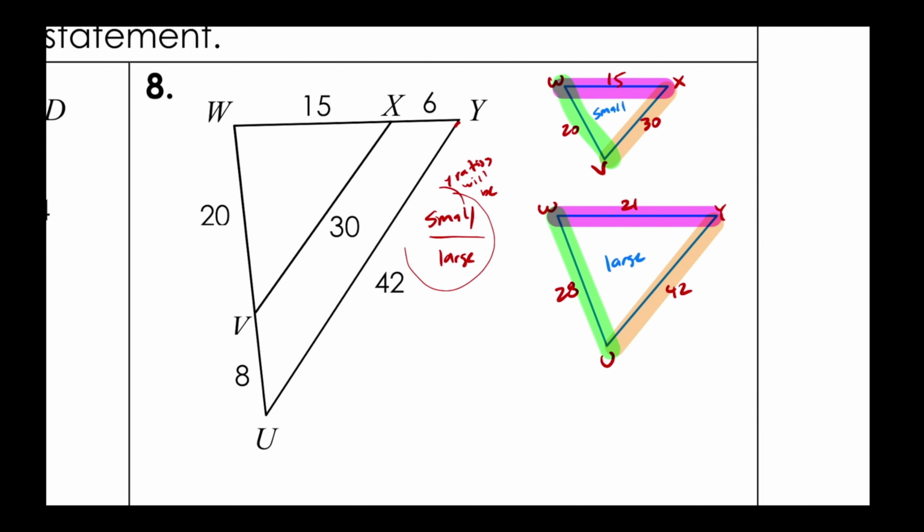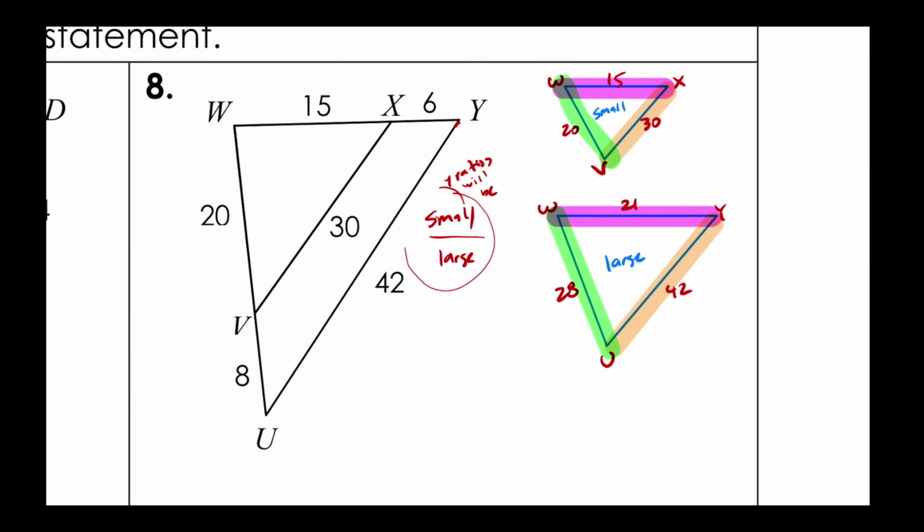So we have both. And then we marked up the sides with colors. The matching sides of the small triangle and the large triangle, we match them up with colors. So we see this side matches up with this side. This side matches up with this side, so I made them both pink. And this side matches up with this side, so I made them both orange.